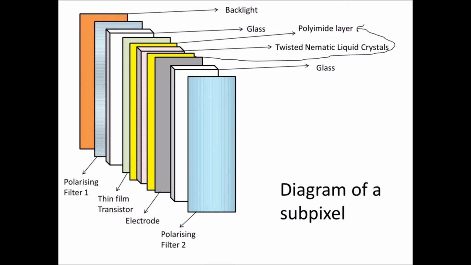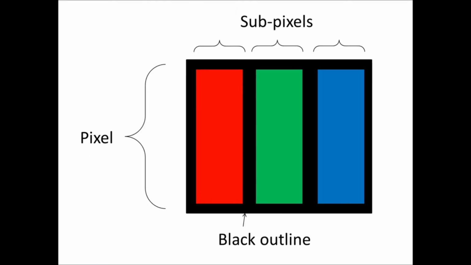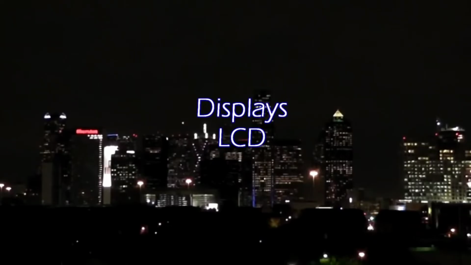So if the liquid crystals don't polarize at all, then no light gets let through. And if they polarize completely, then all of the light gets let through. And finally, there's a color filter, which is one of 3 colors per pixel. There are 3 of these subpixels that make up each pixel, as you can see here.